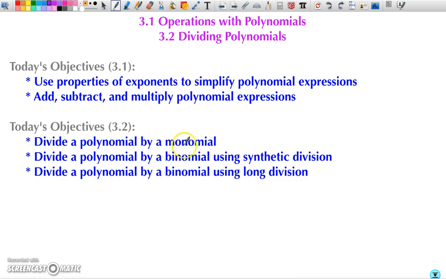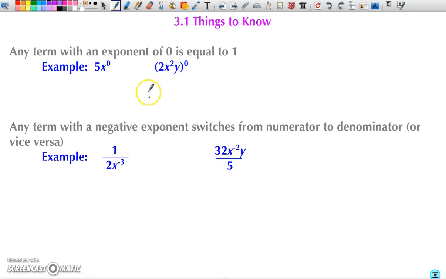And notice how the first one is by a monomial, meaning one term, versus the next two, which are binomials, two terms. So our first thing that we need to know is any term with an exponent of 0 is equal to 1. The thing that you need to remember is that this 0 is only attached to the x, not to the 5. So really, this is 5 times 1, which is 5. Over here, however, everything is raised to the 0 power. So since it's all to the 0 power, the whole thing becomes 1.